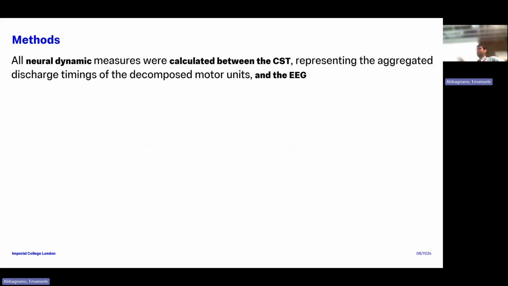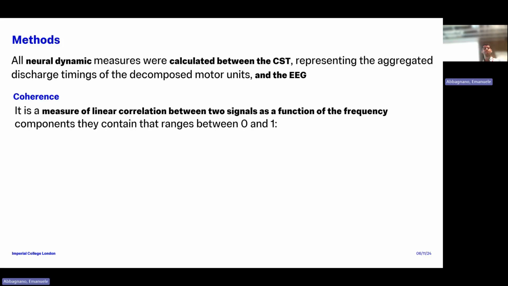So when we get the processed EEG and the cumulative spectrum, what we are going to analyze is the neural dynamics between these two signals to characterize beta and its transmission. One thing that we'll be looking at, for example, is the coherence, which is a measure of linear correlation between these two signals as a function of the frequency. So basically, we're just looking at how correlated and how similarly these two signals fluctuate between cortex and muscle.